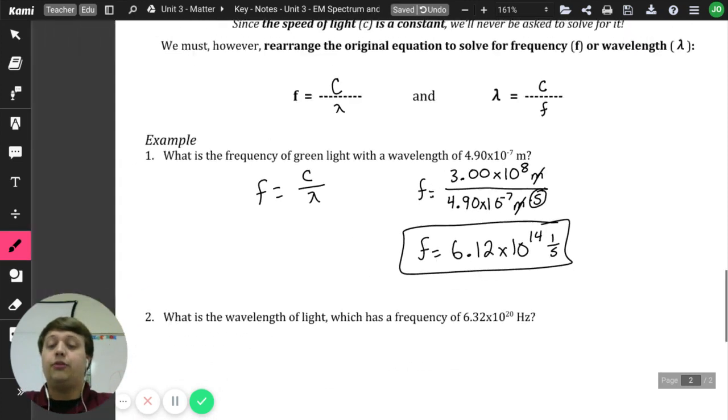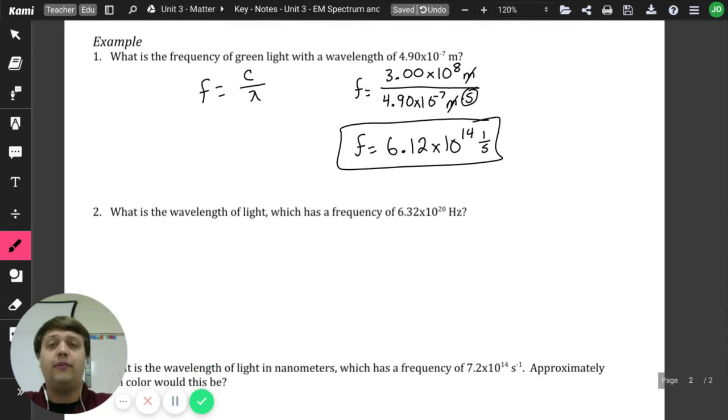So this is my answer. Okay? So I actually want y'all to pause the video and actually solve this next problem. Pause your video, solve that next problem, and then we will come back and work through it.